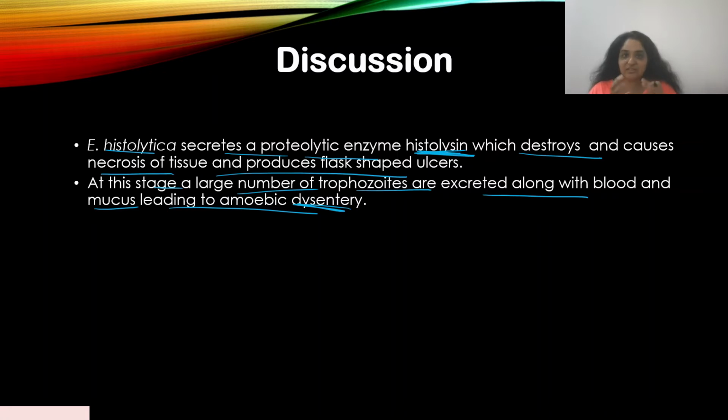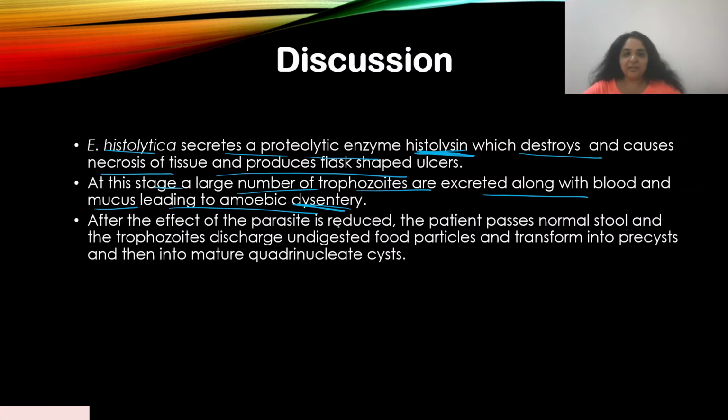At this stage, a large number of trophozoites, another form in which Entamoeba histolytica exists, are formed and excreted along with blood and mucus, leading to amoebic dysentery. Now, after the effect of the parasite is reduced, the patient passes normal stool and the trophozoites discharge undigested food particles and transform into pre-cysts and then into mature quadrinucleate cysts. So it undergoes this whole cycle: the trophozoite again gets transformed into pre-cysts and then into cysts.